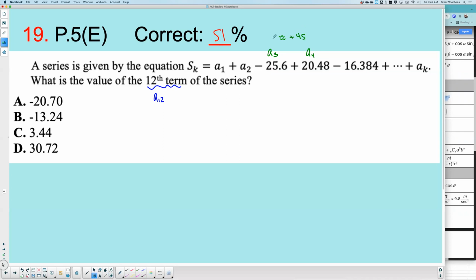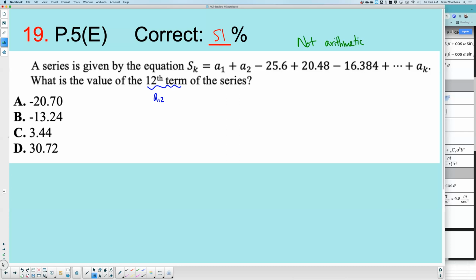Now let's see if this is correct. If that's correct, that means the next term would come from adding 45. Okay, 20 plus 45 is roughly 65. Is that what this term is? Yes or no? Is that 65? You know what we just discovered? No. This is not arithmetic. So if it's not arithmetic, what must it be?